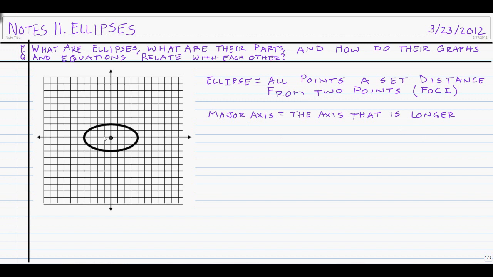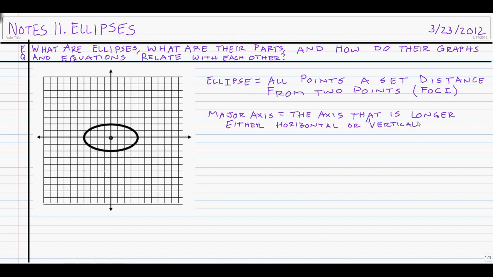It's basically the line on which it's longer on the ellipse. So your major axis will be one of two things. I used to call it X or Y, but instead it's better to call it either horizontal or vertical. So those are your two options for a major axis. One or the other.